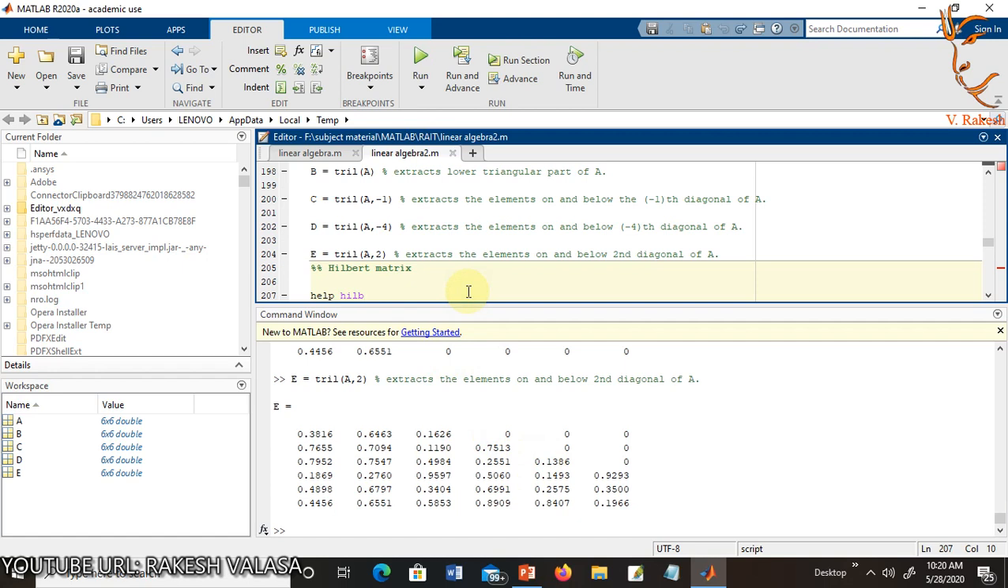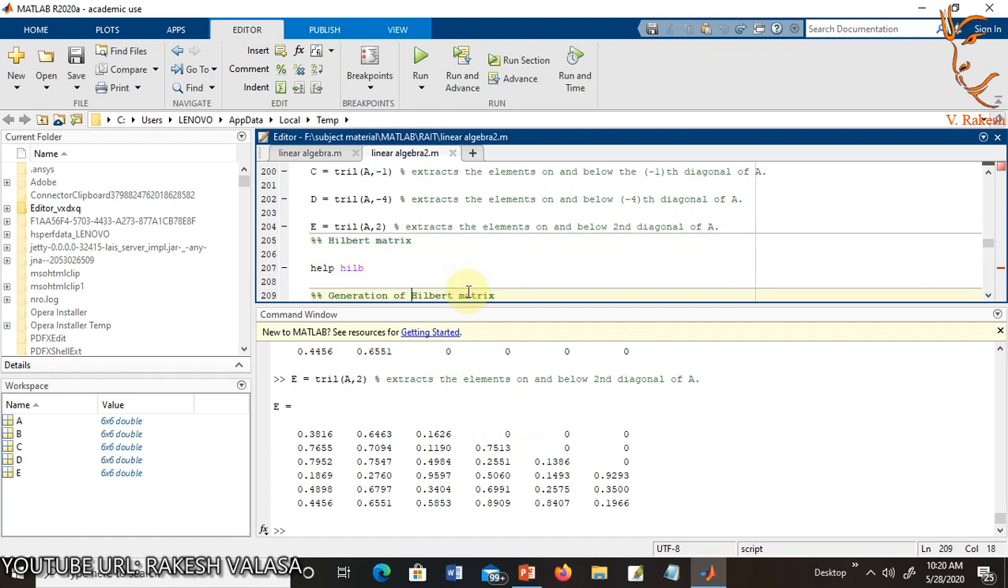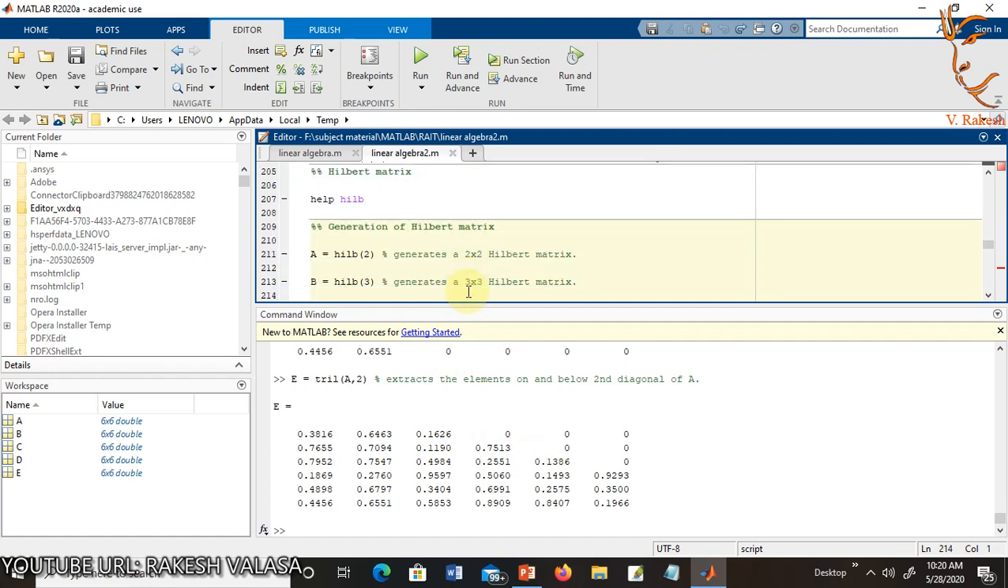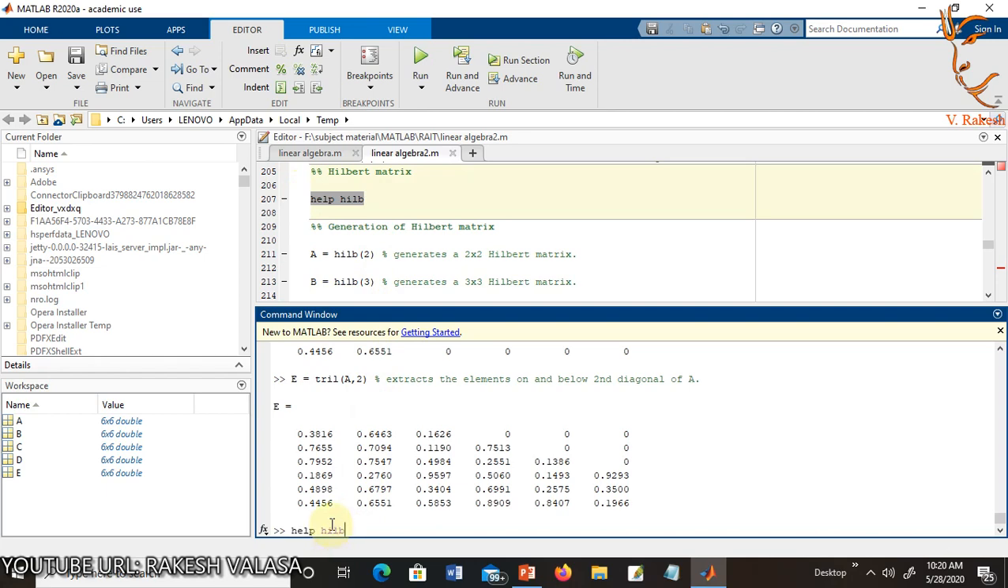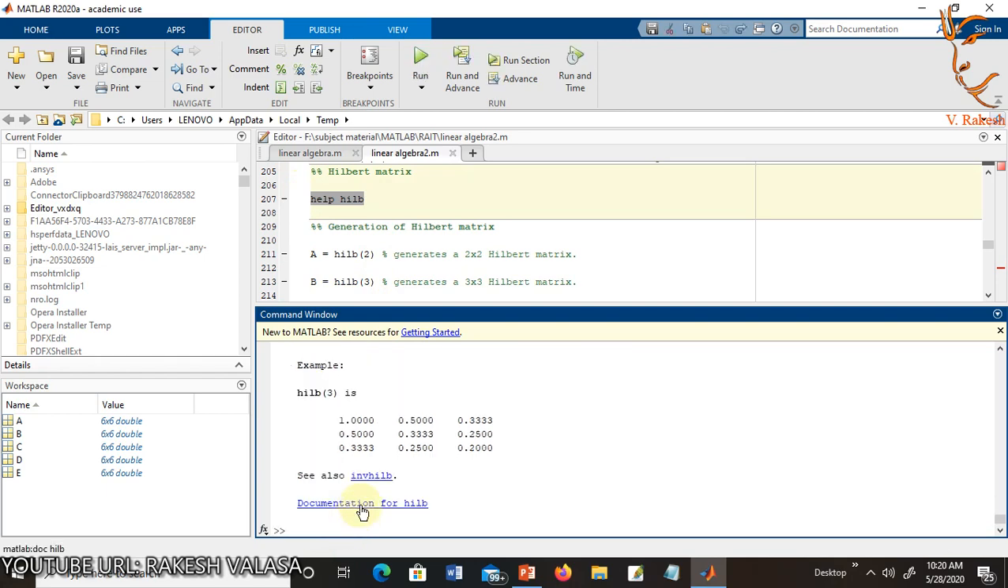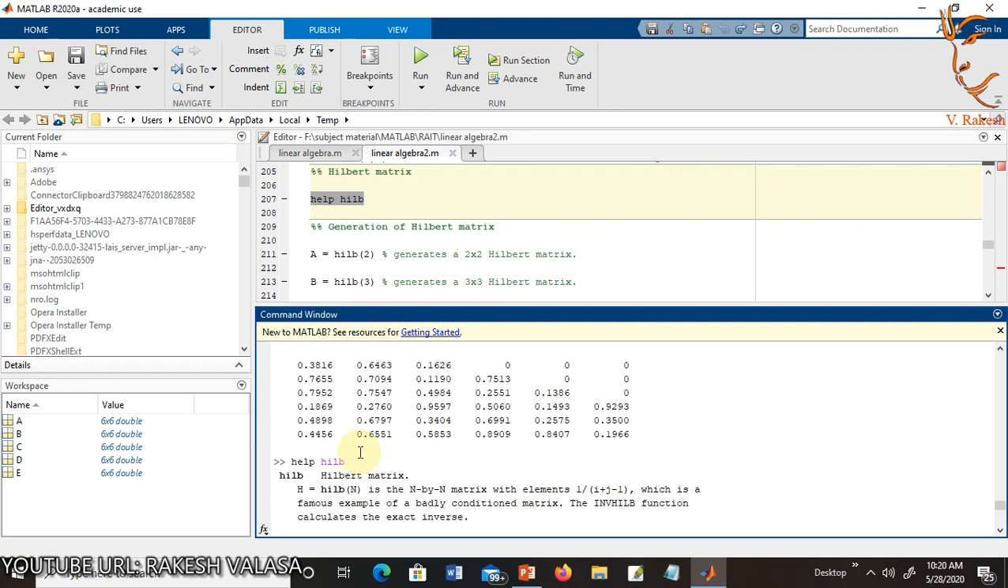Last one is Hilbert matrix. Now help hilb in command window. Hilb means Hilbert matrix. H equal to hilb of n is the n by n matrix with elements 1 by i plus j minus 1, which is a famous example of a badly conditioned matrix. Examples.